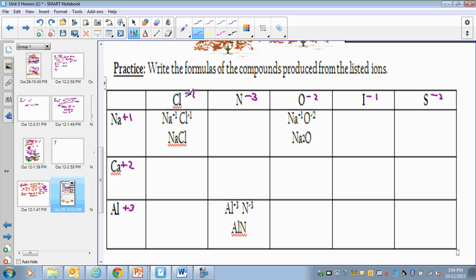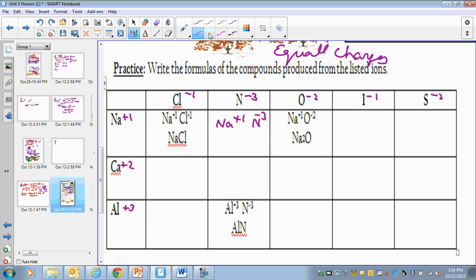So sodium and chlorine, they have positive 1, negative 1. Equal charges balance each other. So all you are doing is writing the symbols together. But if they're not equal charges, like sodium is plus 1 and nitrogen is minus 3.